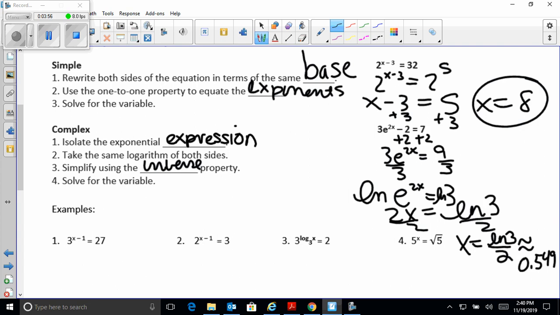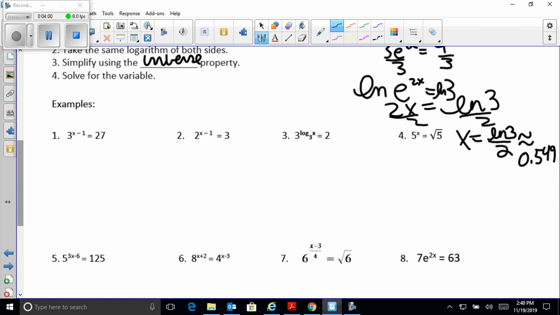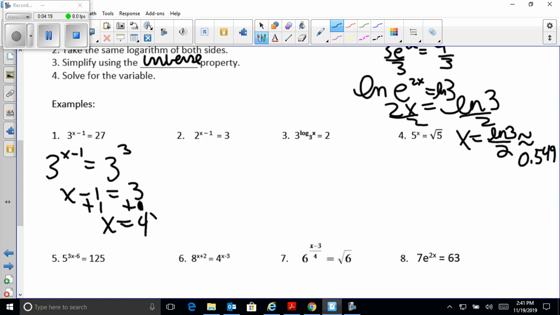All right, so let's look at some examples before we go to the logs. So number 1, this is going to be a simple one because I can write 27 as a power of 3. It's 3 to the 3rd power. And then I can equate my exponents and solve. Now I can always check it, put it in there. 4 minus 3 is 3, and 3 to the 3rd is 27.